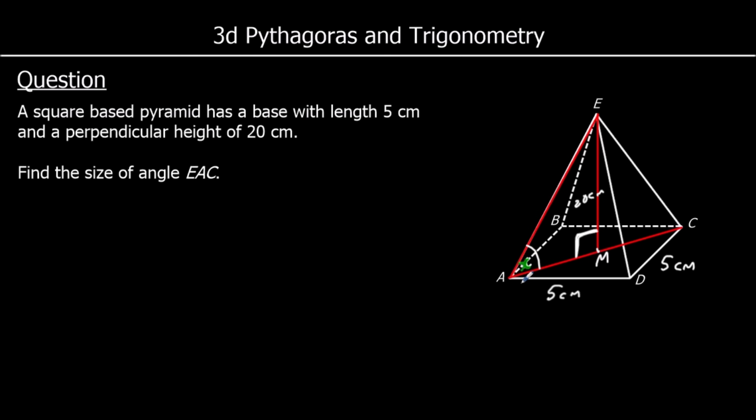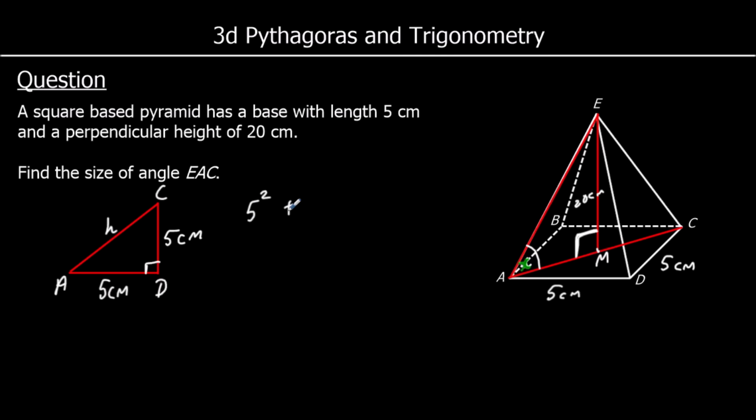So if we use the triangle ADC, so it's a right angle triangle, it's half of a square, so ADC, A to D to C, we know we've got 5 centimeters and 5 centimeters. So we can find the length AC, and then if we want AM, we just half AC. So we'll call this H.